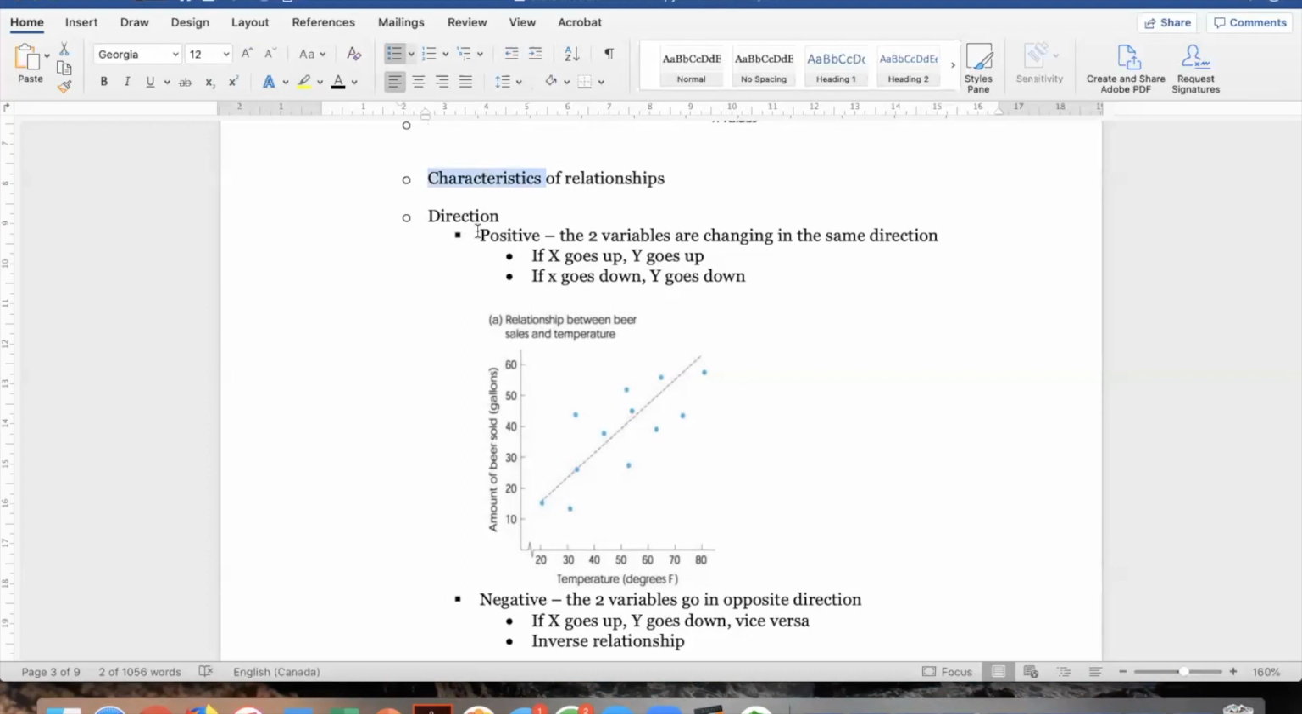It's a positive relationship if the two variables are changing in the same direction. If X goes up and Y goes up, if X goes down, Y goes down. People get confused about this a lot. They say, oh, X is going down, my first variable is going down and my second variable is going down, so it must be negative because they're both going down. But no, if they're both going in the same direction, they're positive.